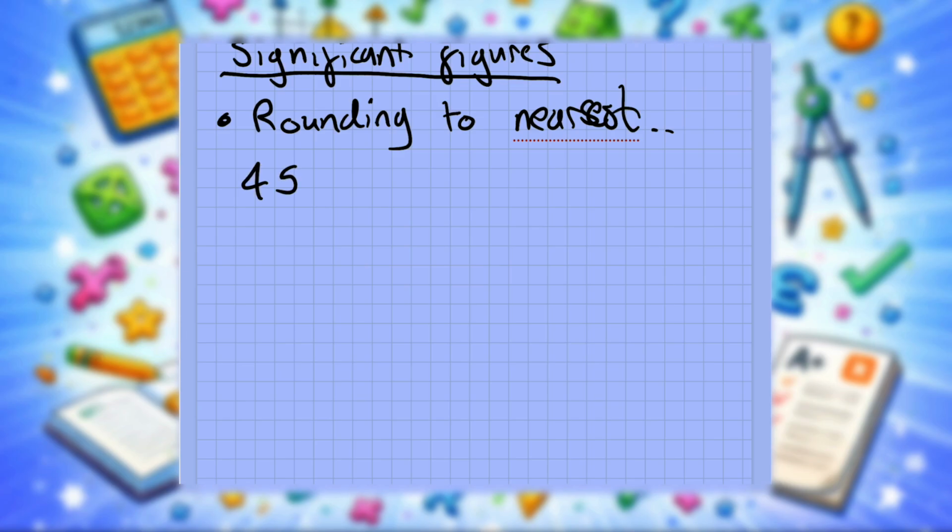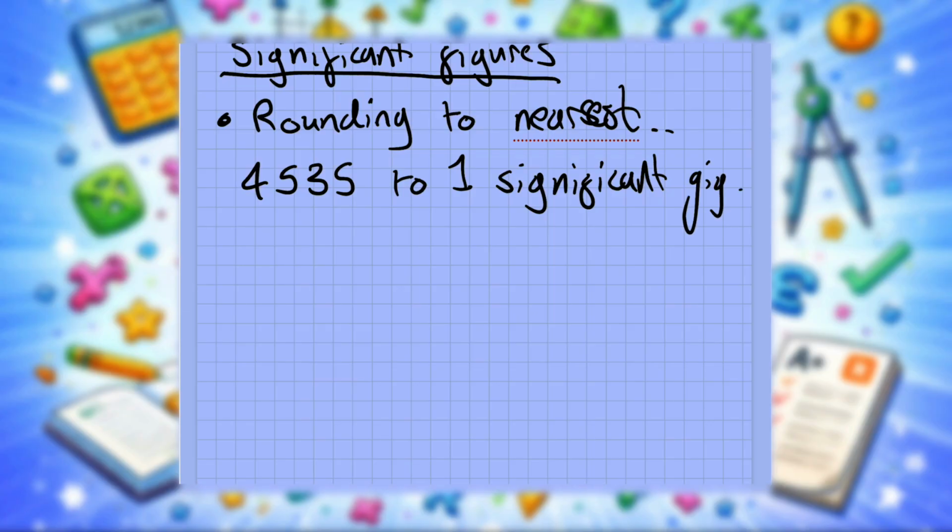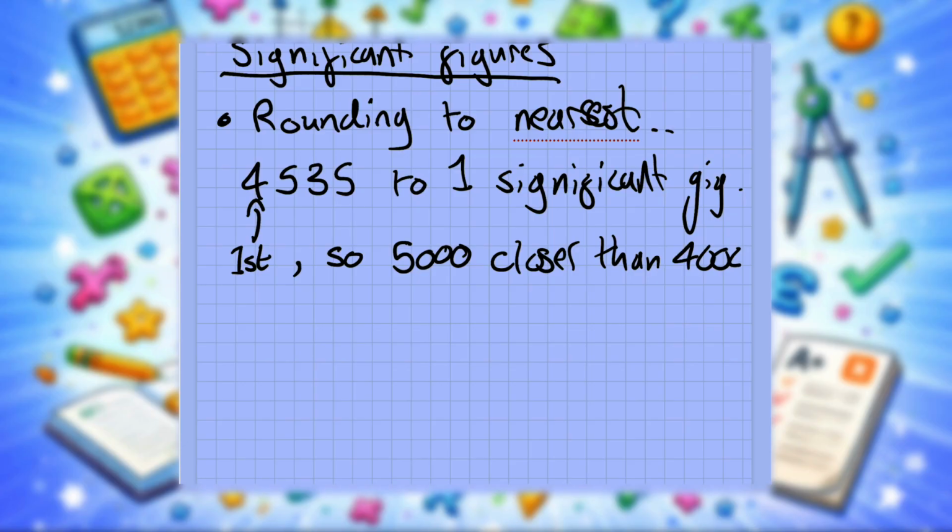Taking 4,535, we can write this to one significant figure. Observing this number, we take the first value, as in the first significant figure, which is in the thousands. So we want to write 4,535 to the nearest 1,000. And since we are closer to 5,000 than 4,000, the answer is 5,000.